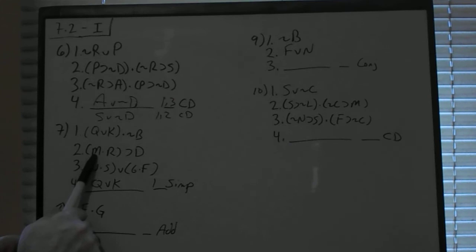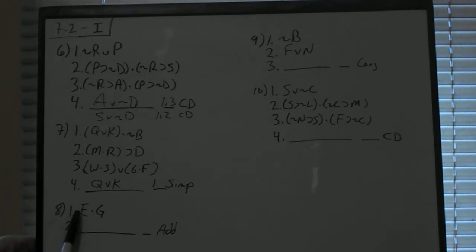Line 2, you could have made that if M then D. You could have made it if R then D. Line 3, this could have been if W or G and F. It could have been S or G and F. It could have been W and S or G. It could have been W and S or F. Again, the point is, anywhere there is a dot, you can use simplification.